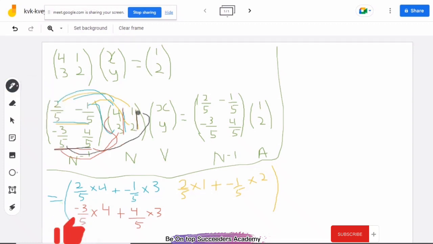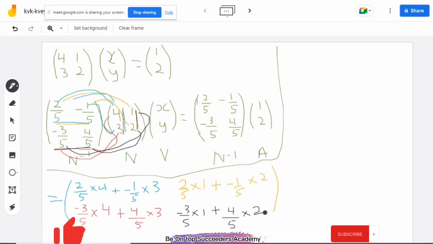Now we're going to multiply the second row of the first matrix by the second column of the second matrix, which will be -3/5 by 1 plus 4/5 by 2. And if you all realize, I am breaking down this stuff to make sure that you all understand what you are doing.